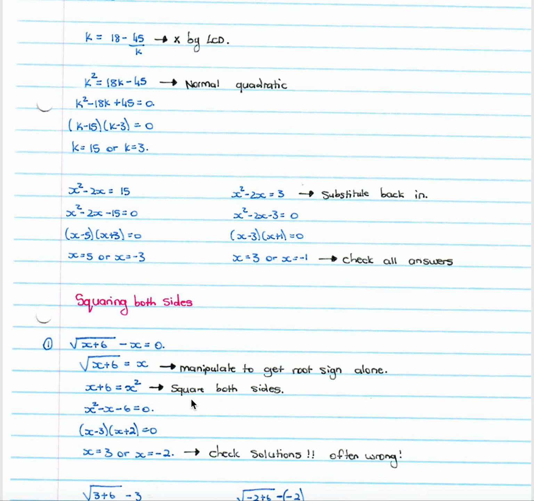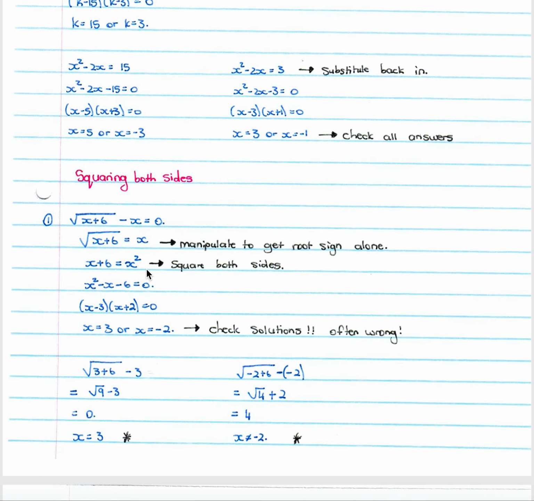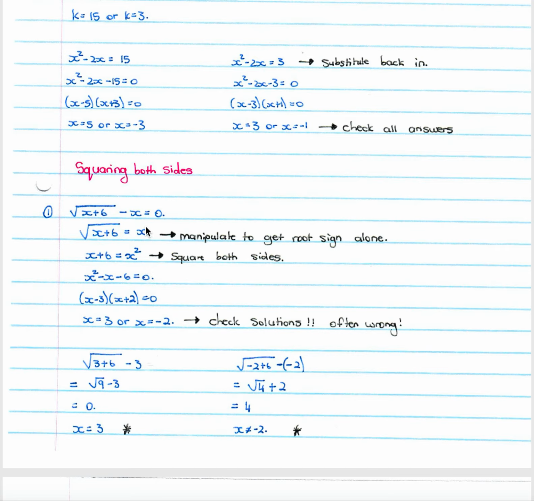In cases where you are given a square root, such as this one, you are required to square both sides. You must manipulate the equation to get the root sign alone. So you must make sure that there's only one term on the left, and that is only the root sign, as shown here. Then you can square both sides. So the square of that would be x plus 6, and x squared is x squared.